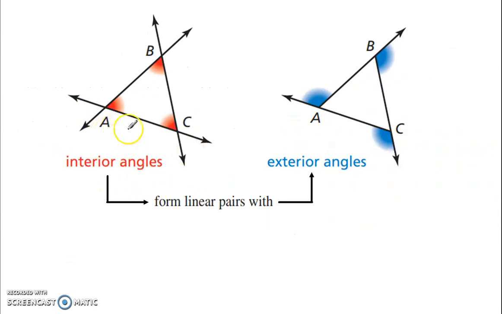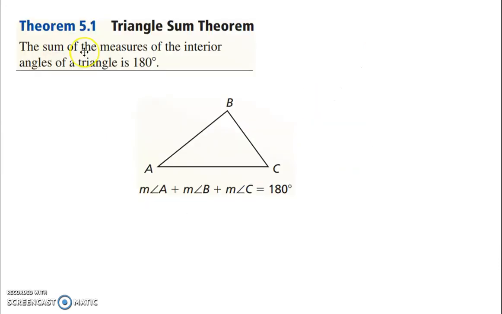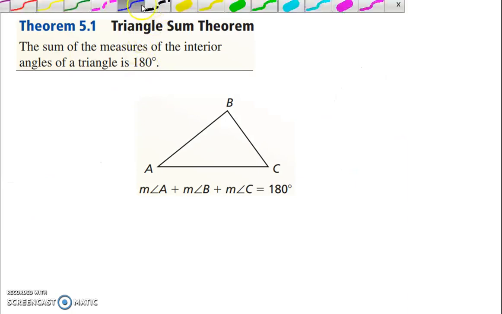All right, interior angles. This is what we've looked at mostly. They form linear pairs with exterior angles. If you extend the line of a triangle beyond its corner, then we have an exterior angle. The exterior angle together with the interior angle form a linear pair. Means they add up to 180. This is just a quick review.